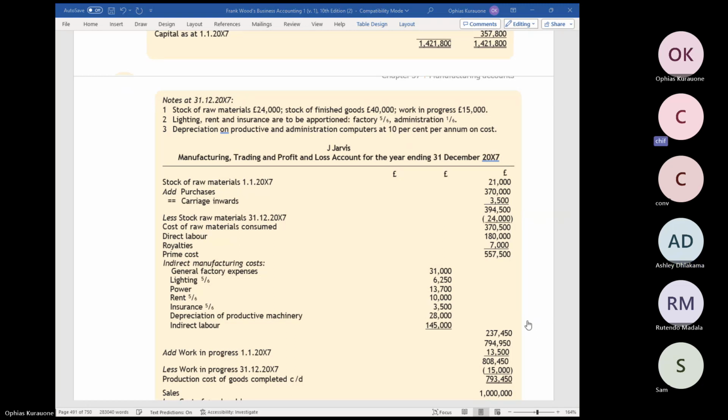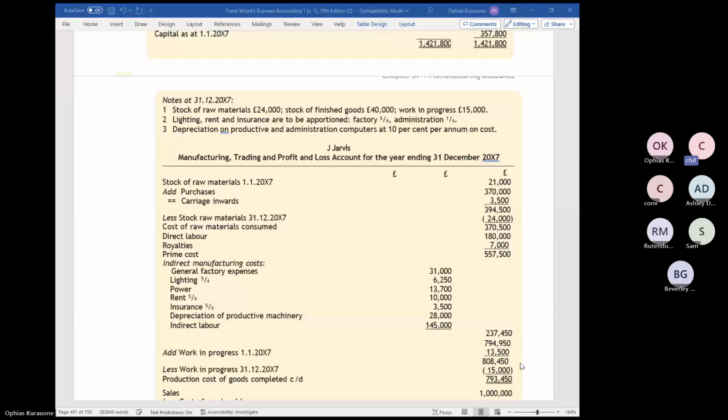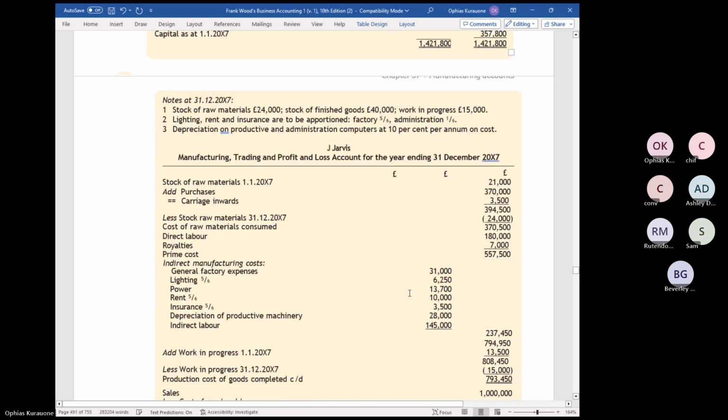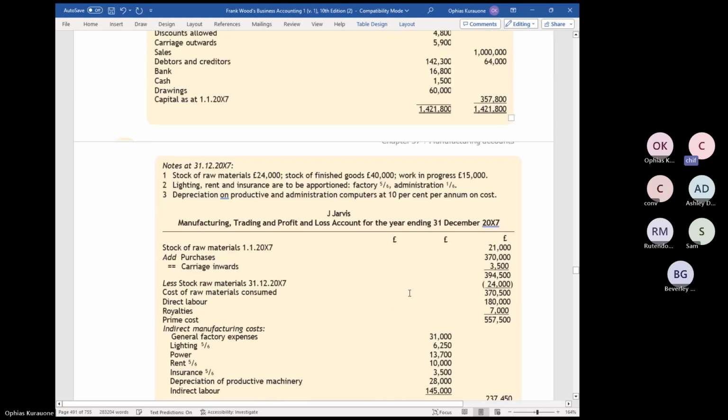Then notes at 31/12/20x7. One: stock of raw materials 24,000, stock of finished goods 40,000, work in progress 15,000. Two: lighting, rent and insurance are to be apportioned, factory 5/6, administration 1/6. Three: depreciation on productive machinery and administration computers at 10% per annum on cost.